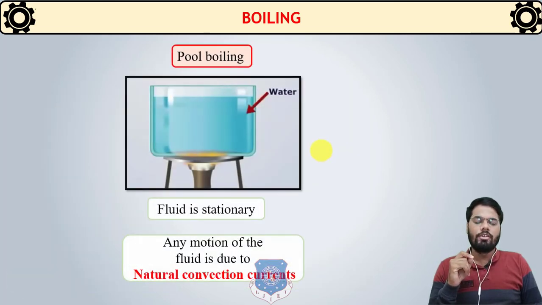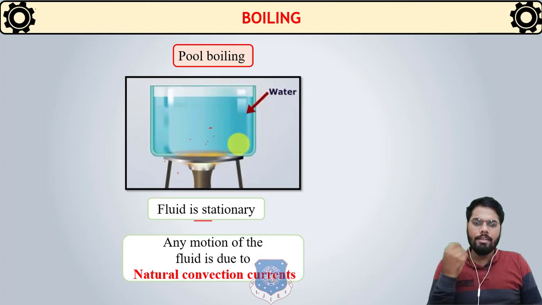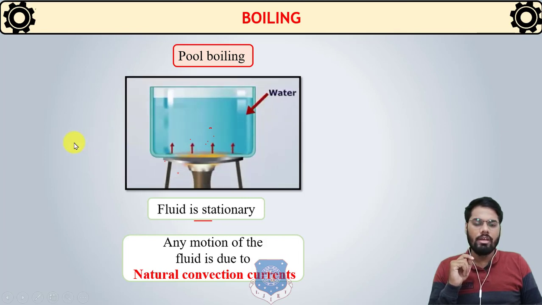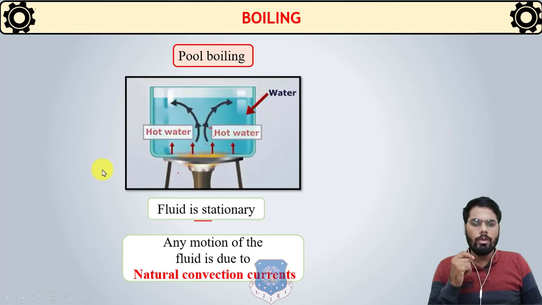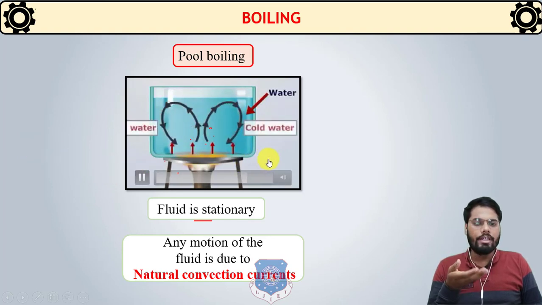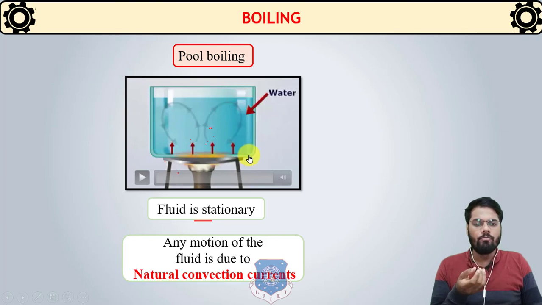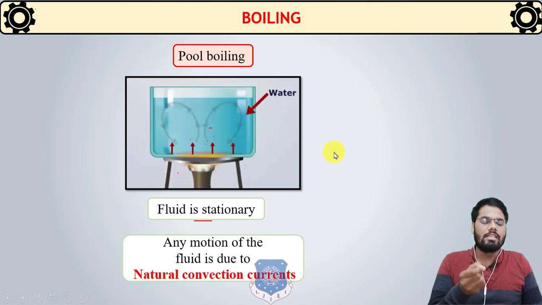So let's first understand pool boiling. In pool boiling, the fluid is stationary. Any motion of the fluid is due to natural convection currents. As you can see here, there is water in a bucket and we apply heat by an external arrangement. What will happen? The layer of fluid which is in contact with the solid at the bottom first gets heat from the external source.